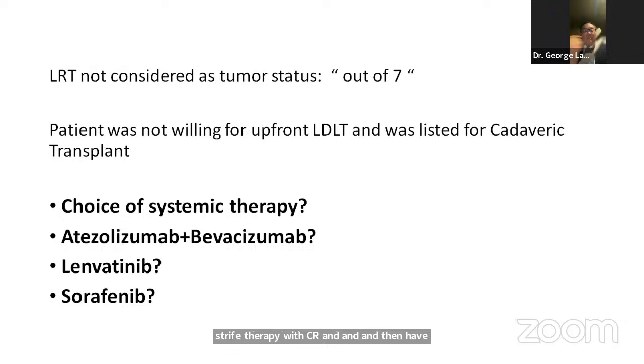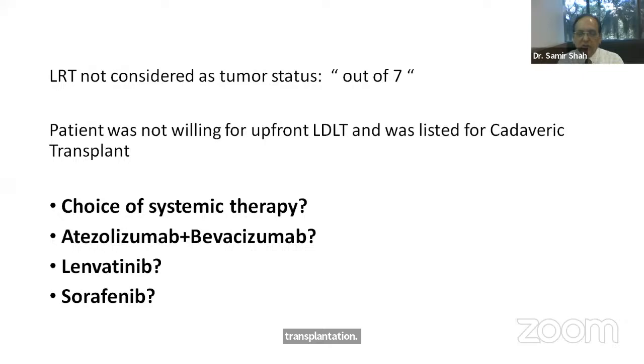So is there a difference in choice, George, if you are considering a cadaver transplant, the choice of systemic therapy? Would you be considering lenvatinib because of issues of post-transplant rejection related to the immunotherapy?